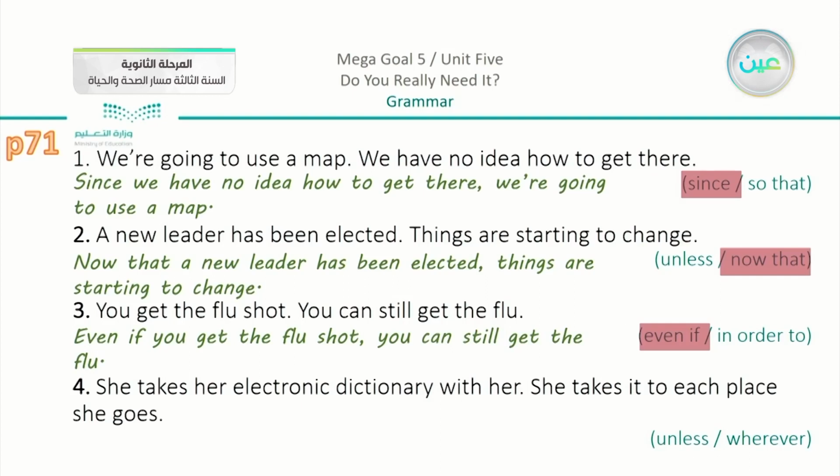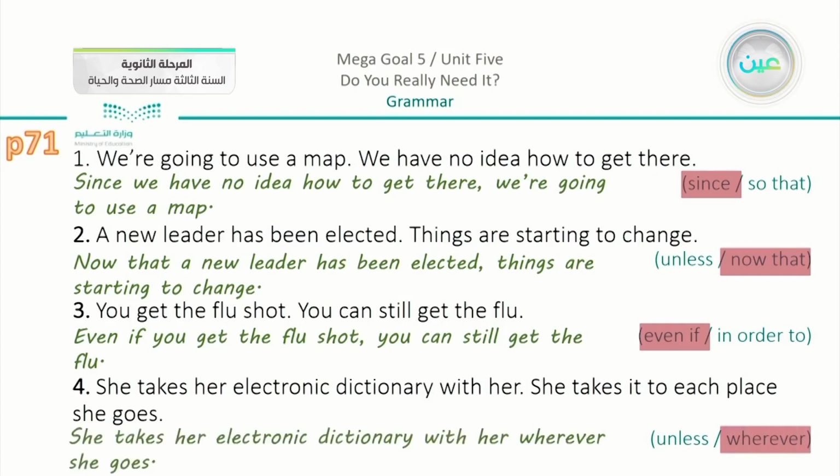Now number 4, she takes her electronic dictionary with her. She takes it to each place she goes. Now showing that there is something about a place mentioned, I'm going to choose the conjunction wherever. So joining our 2 sentences, she takes her electronic dictionary with her wherever she goes.